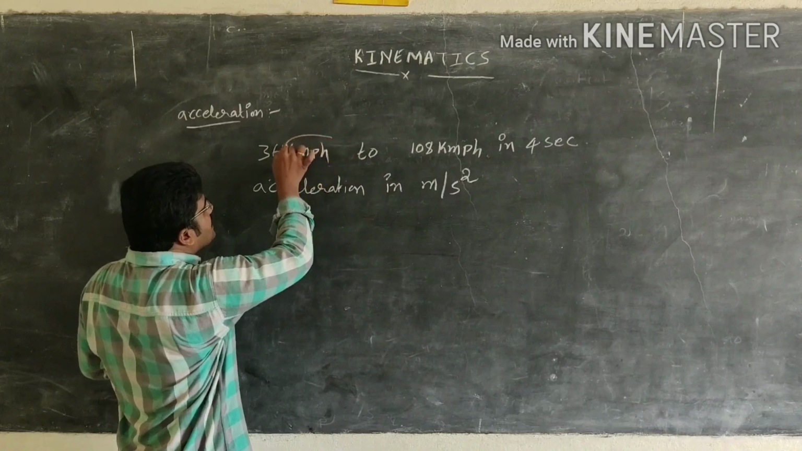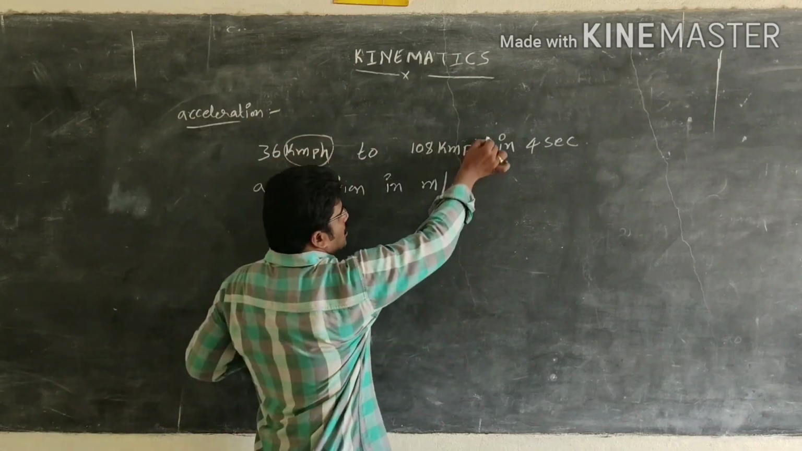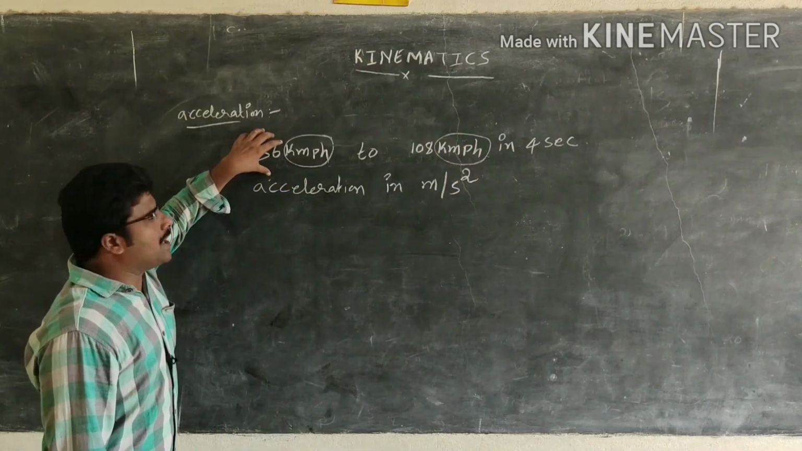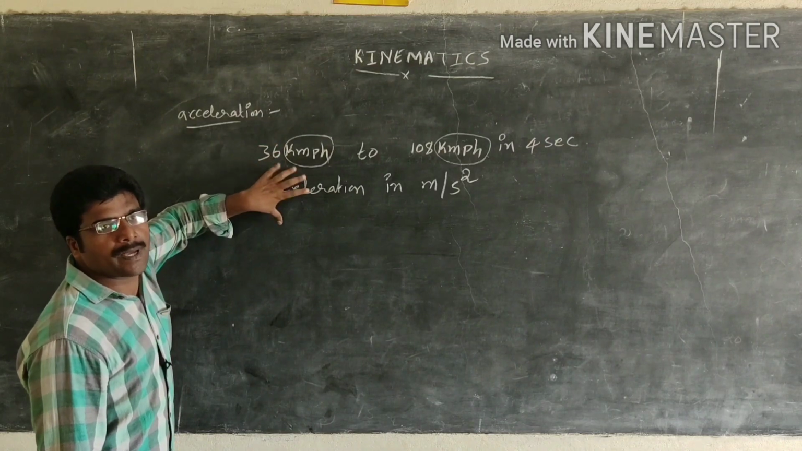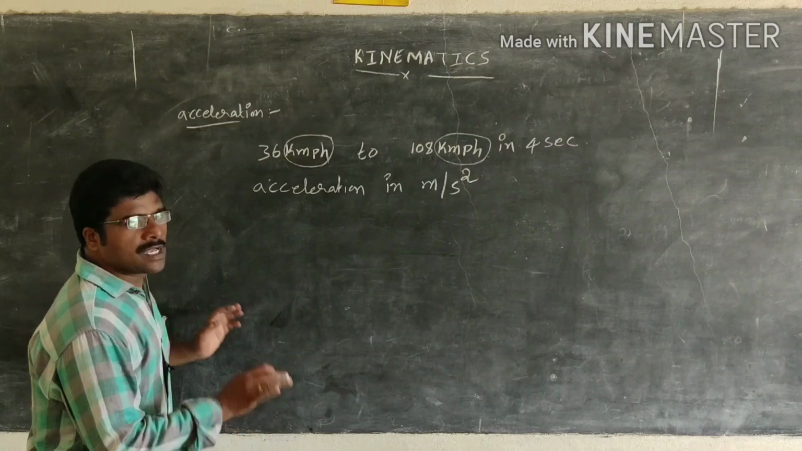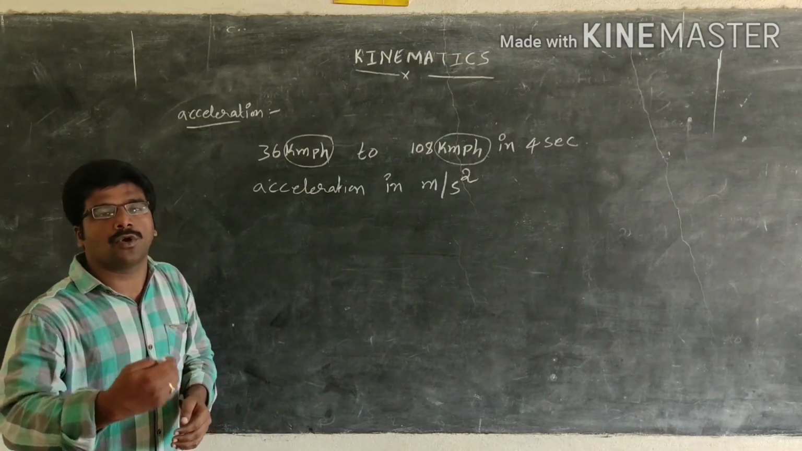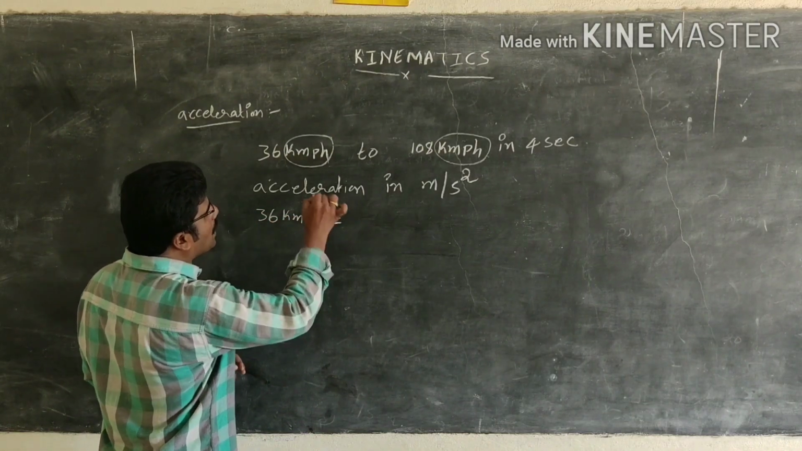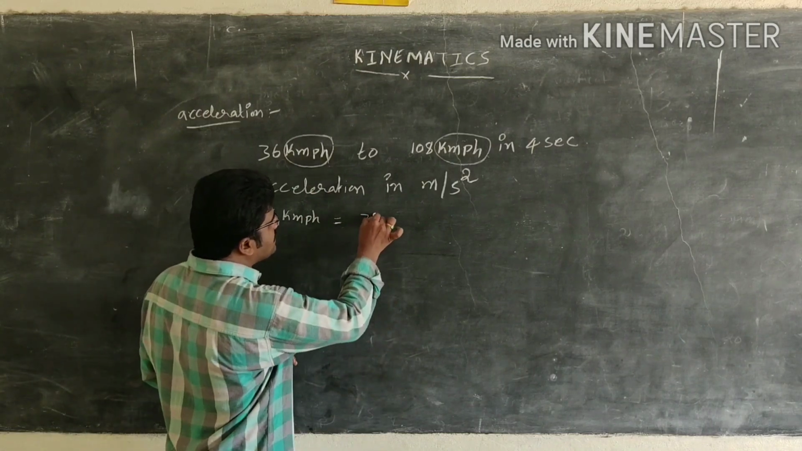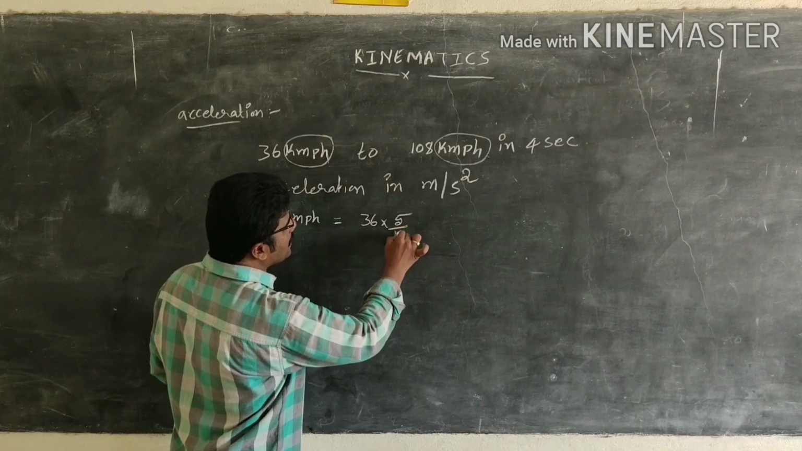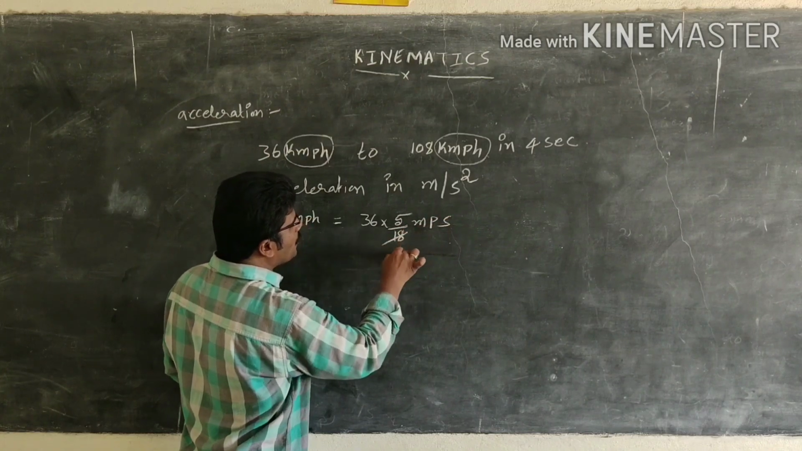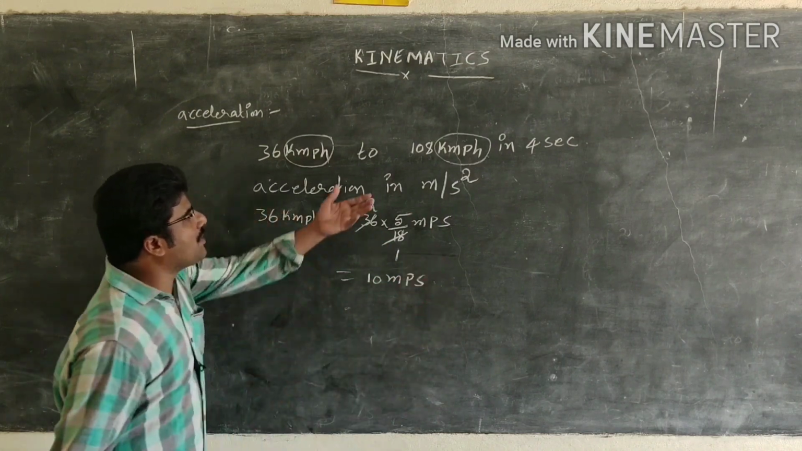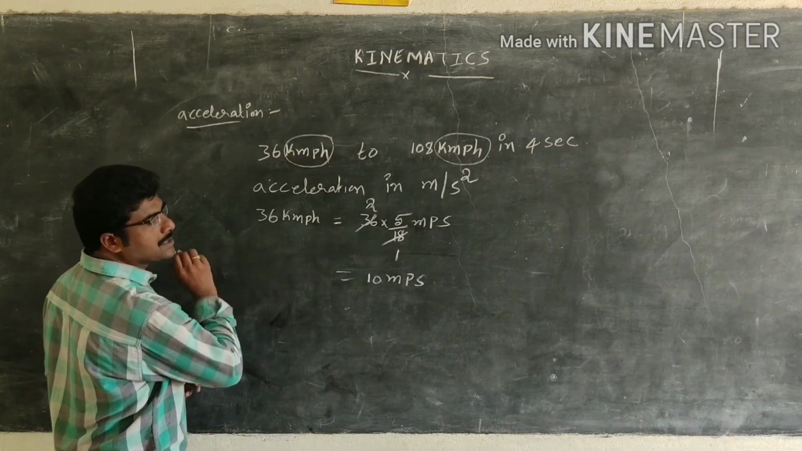Here the velocity is given in kilometer per hour, and here also the velocity is given in kilometer per hour. First, we want to convert this velocity from kilometer per hour into meter per second. In the last class, we saw how to convert kilometer per hour to meter per second. So, 36 kilometer per hour into meter per second is 36 into 5 by 18 meter per second. 18 ones are 18, 18 twos are 36, so 2 into 5 is 10 meter per second. This is the initial velocity.